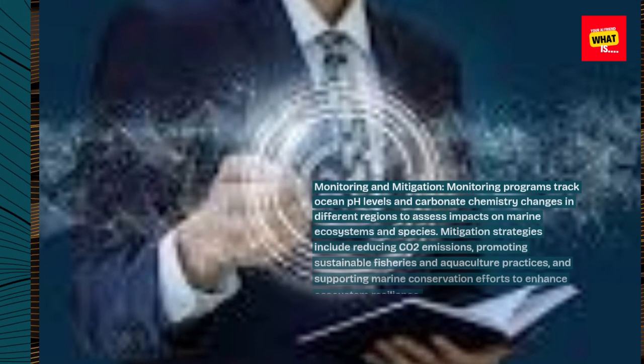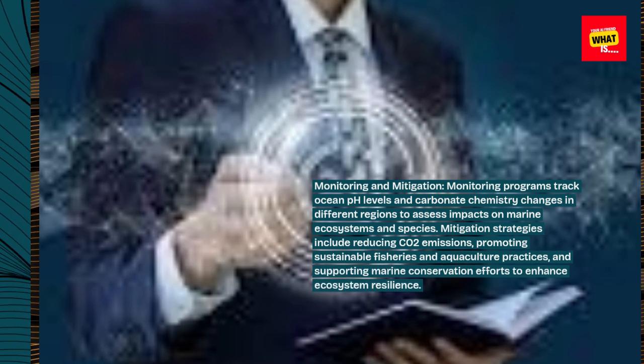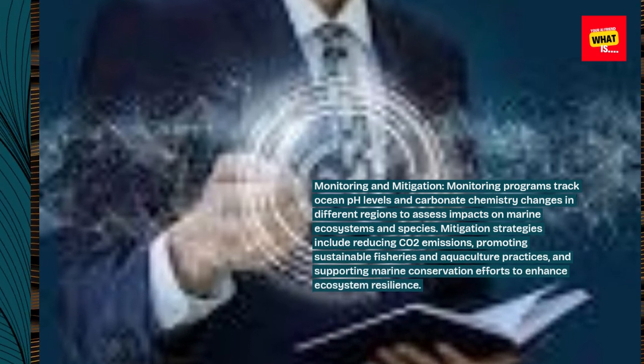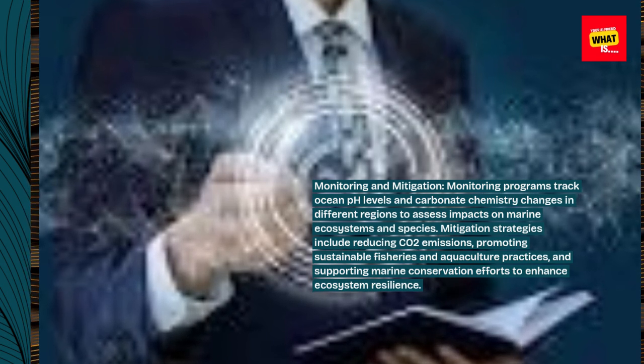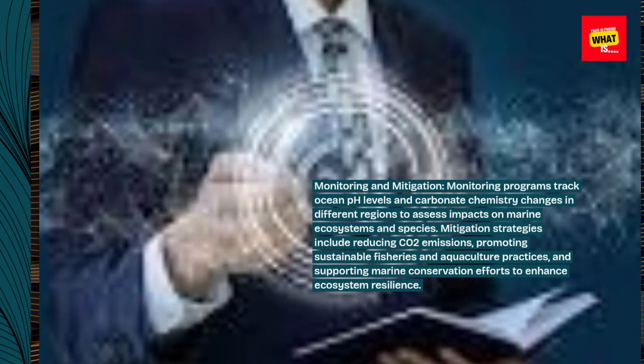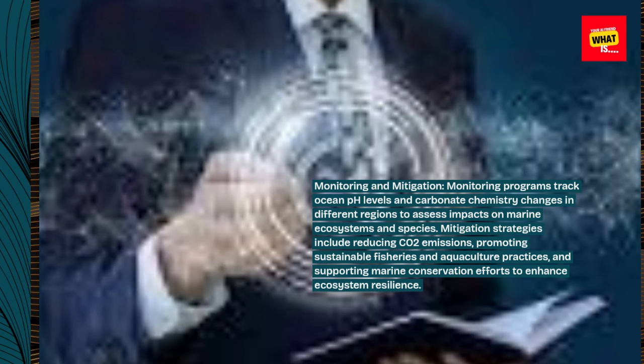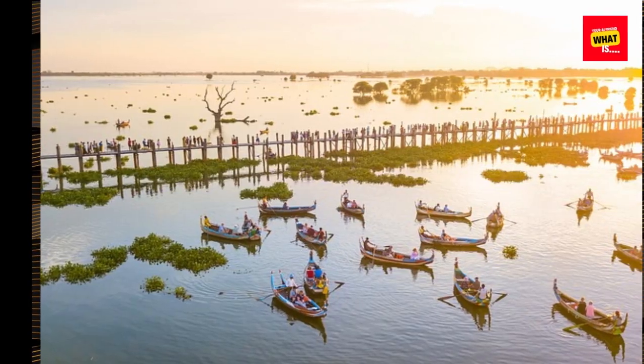Monitoring and mitigation. Monitoring programs track ocean pH levels and carbonate chemistry changes in different regions to assess impacts on marine ecosystems and species. Mitigation strategies include reducing CO2 emissions, promoting sustainable fisheries and aquaculture practices, and supporting marine conservation efforts to enhance ecosystem resilience.